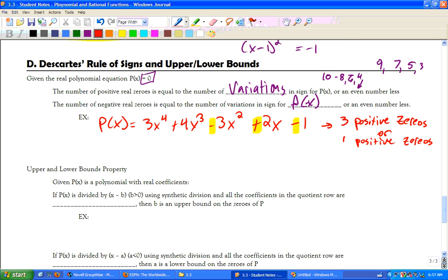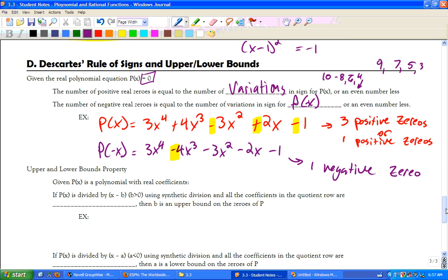Those are just possibilities. There's no guarantee that it's either one of those right away, but we know those are our possibilities. When we take a look at p of negative x, we get 3x to the fourth minus 4x cubed minus 3x squared minus 2x minus 1. So when we count how many variations there are, positive, negative, then negative, negative, negative, negative, there's only 1 variation, which means there's 1 negative zero.